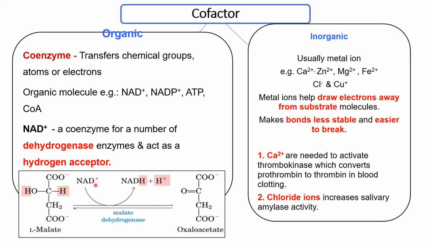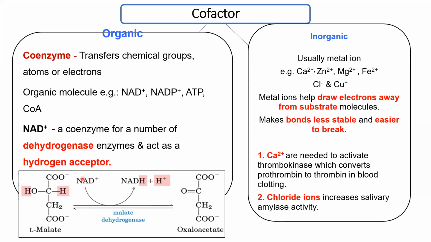So this is one of the reactions that involve NAD plus. The enzyme here is malate dehydrogenase, which removes hydrogen atoms from the substrate. The substrate here is malate. This is the structure of malate. It is a 4-carbon compound. Basically, this is the reaction that involves one of the steps in cellular respiration. So malate is a 4-carbon compound. What is the function of NAD plus?